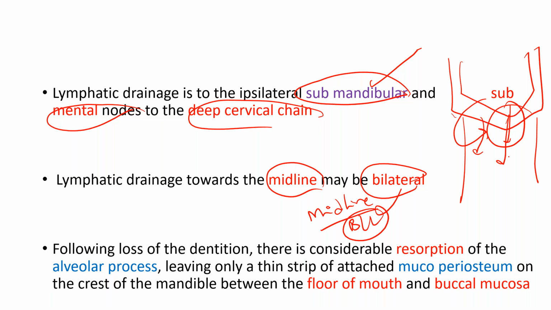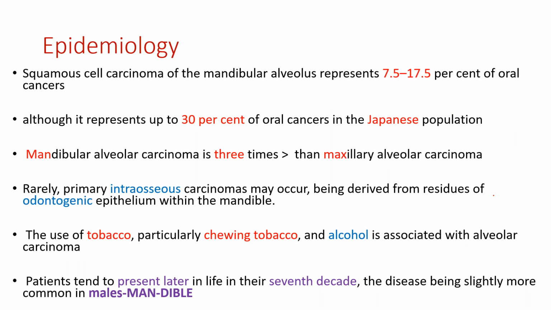Following the loss of dentition, there is a resorption of the alveolar process. This is the teeth, and then you have a smaller structure compared to the floor of the mouth.